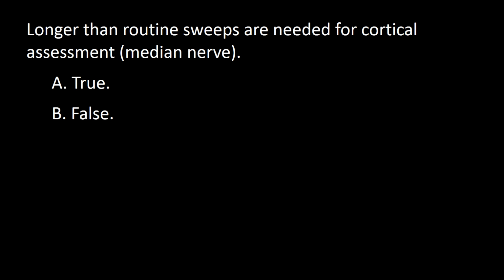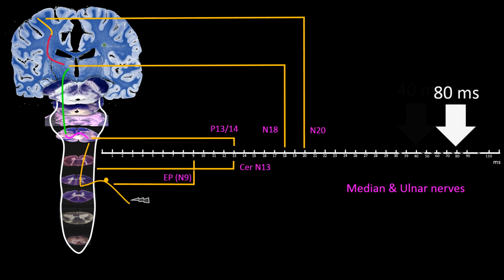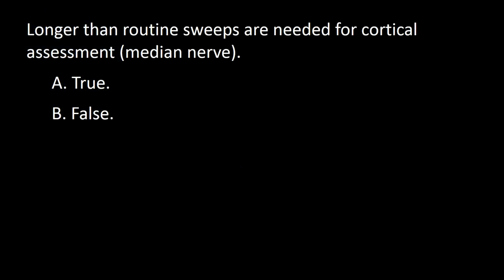Next question. Longer than routine sweeps are needed for cortical assessment. A. True. B. False. The usual sweep used for median nerve somatosensory evoked potential is 40 milliseconds. For cortical assessment, the sweep should be increased to 80 milliseconds. This is so in order to make sure that we capture P45. So the answer to this question is true.